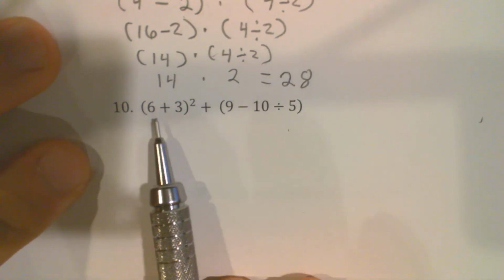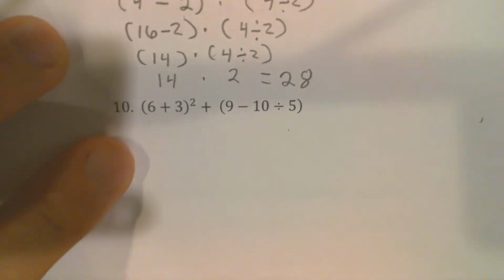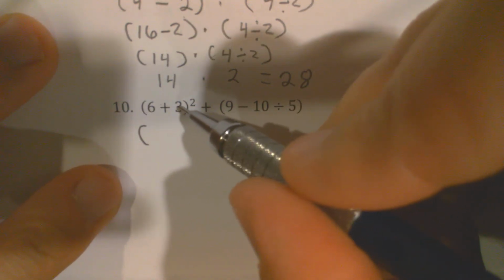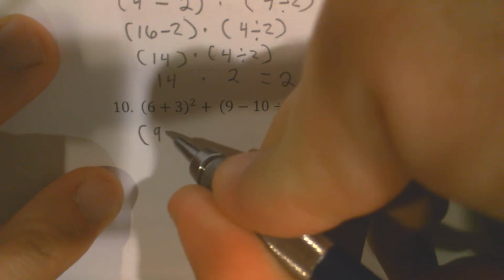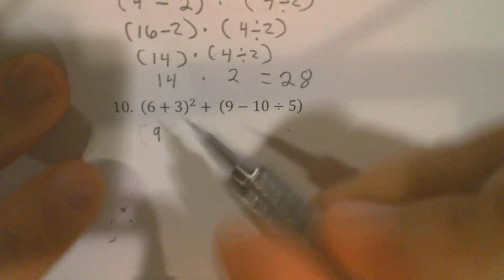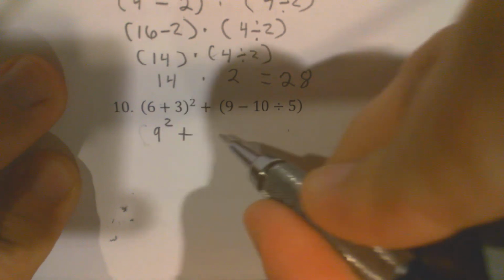Alright, so we have this first parenthesis. That's going to give us 6 plus 3, which will be 9. And it's a single number, so I'm going to go ahead and drop the parentheses. Carry down the exponent. Carry everything else down.